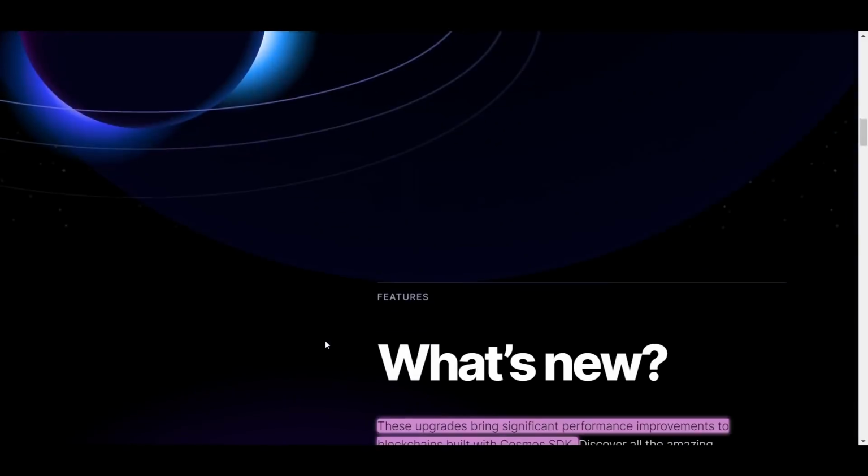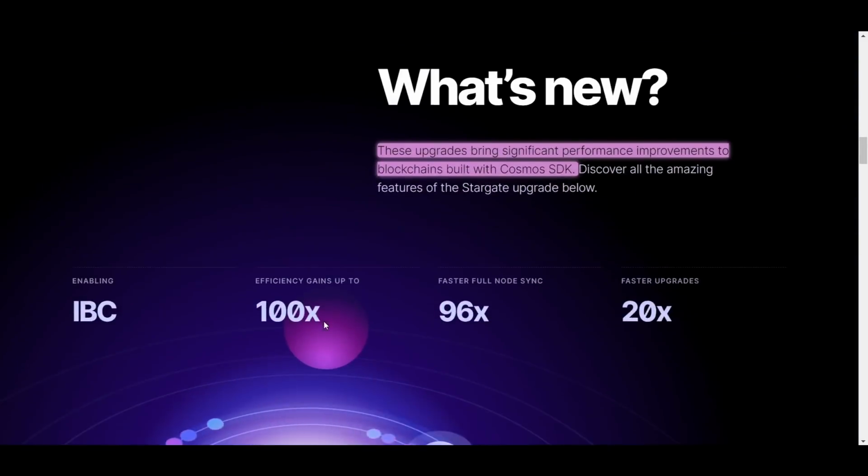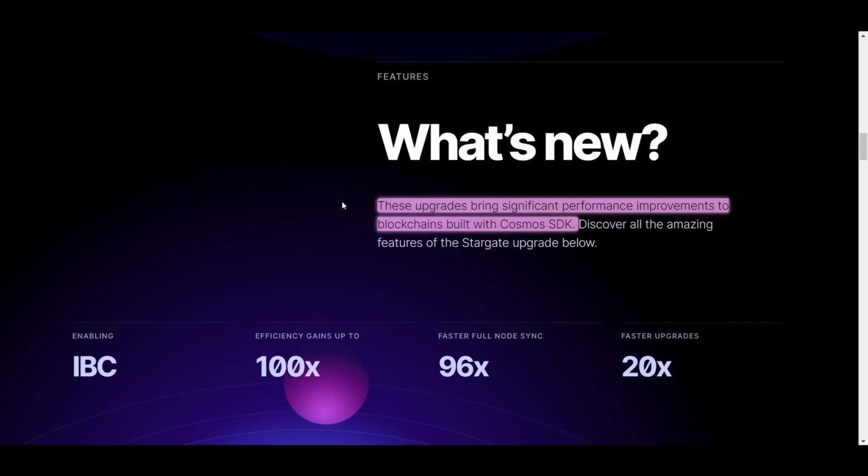With the standardized IBC protocol comes a lot of significant performance upgrades. These upgrades include increasing the efficiency of blockchains built with the Cosmos SDKs by 100x, making the process of syncing a full node 96 times faster, and making upgrades to the chains 20 times faster.